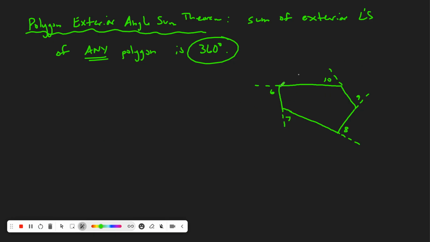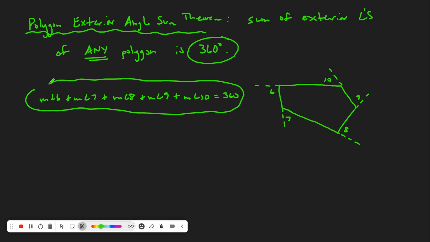It doesn't matter that this has 5 angles, it could have 7 angles, 9 angles, I don't care. The measure of angle 6 in this picture, plus the measure of angle 7, plus angle 8, plus angle 9, plus angle 10 is going to be 360 degrees. Perfect.